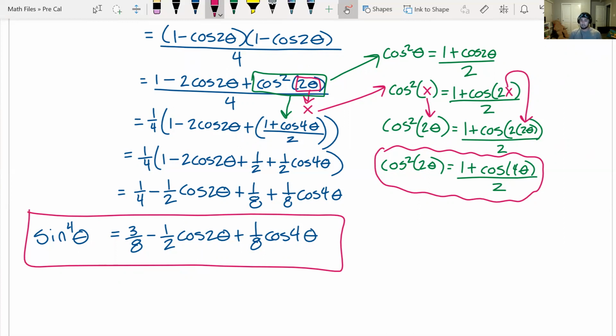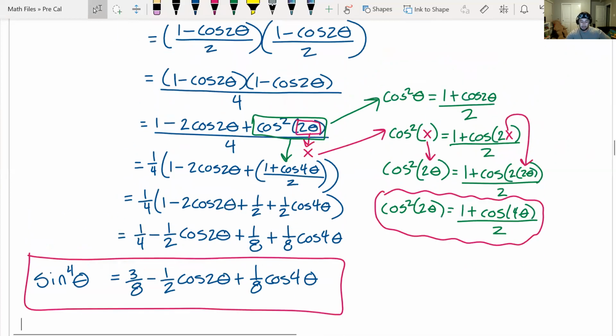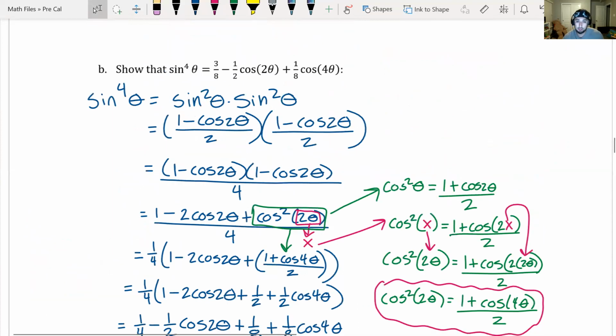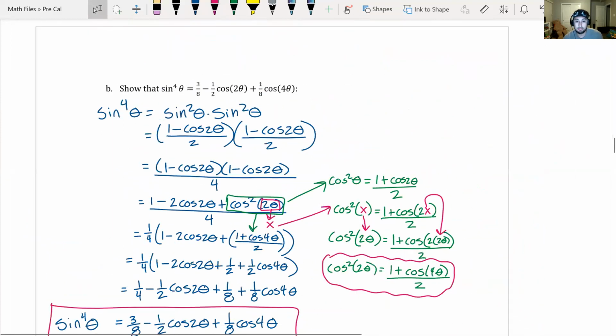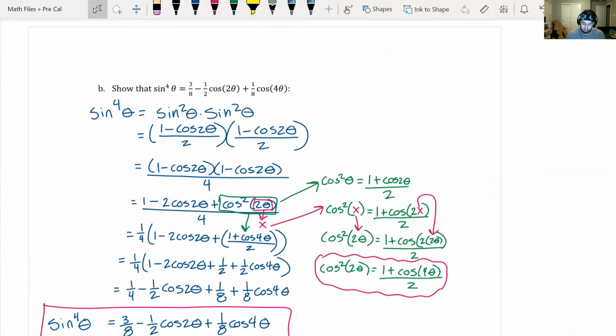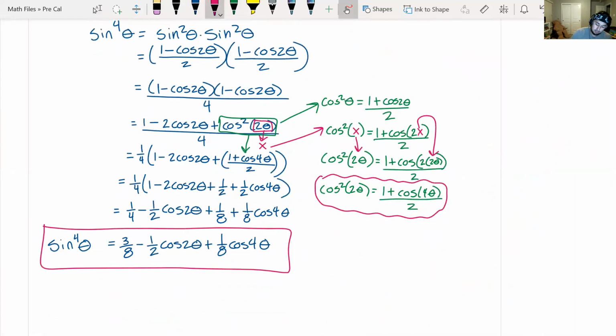Same exact process as above. And by the way, did we prove it? 3/8 minus 1/2 cosine 2 theta plus 1/8 cosine 4 theta. That checks out to me. Check.